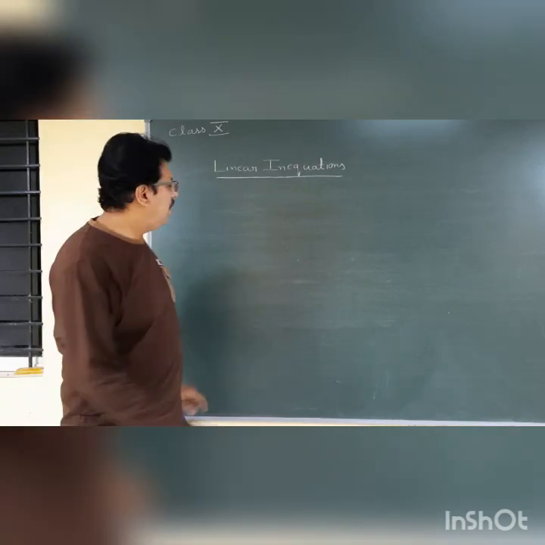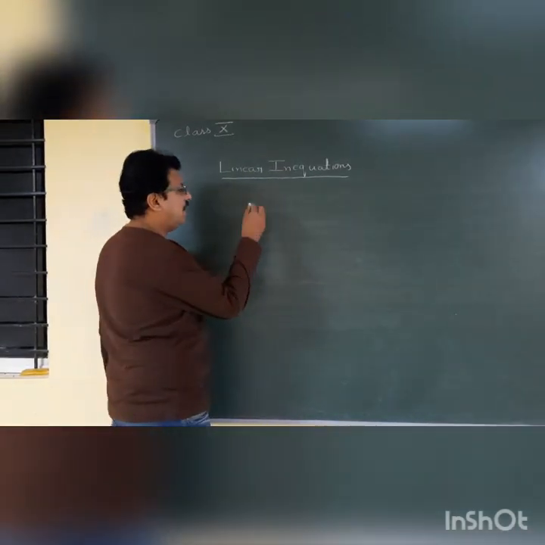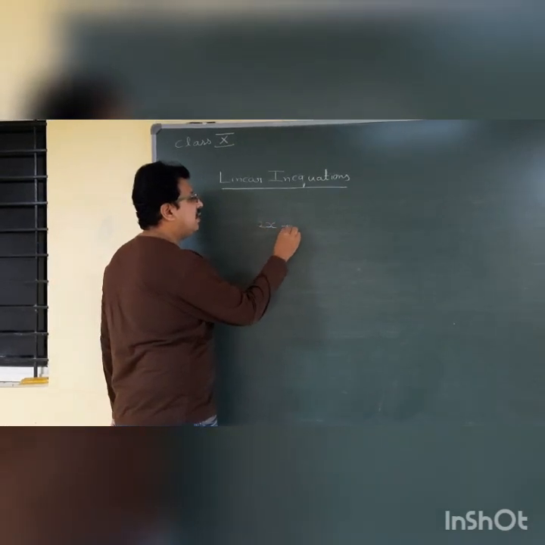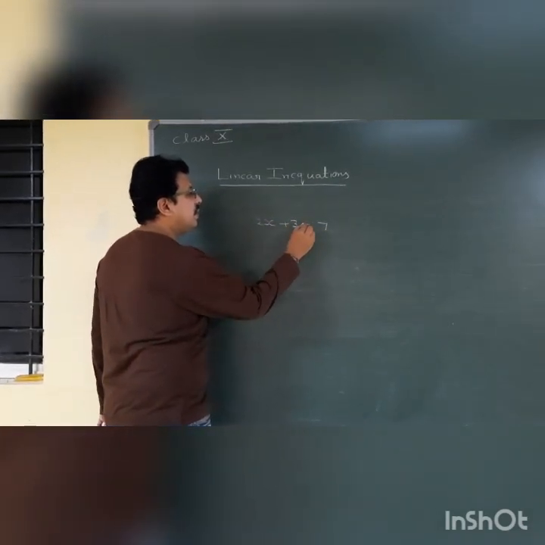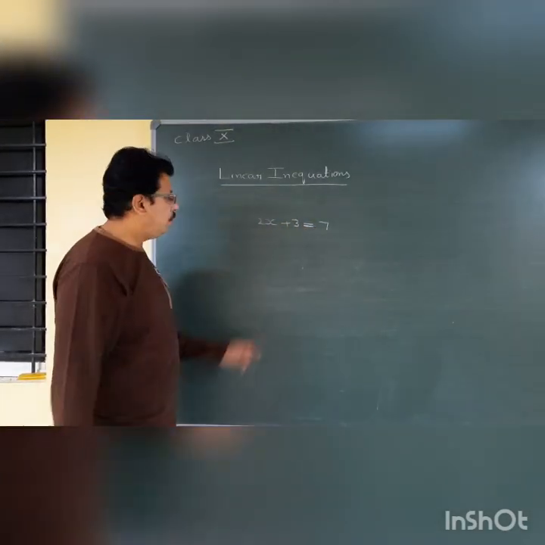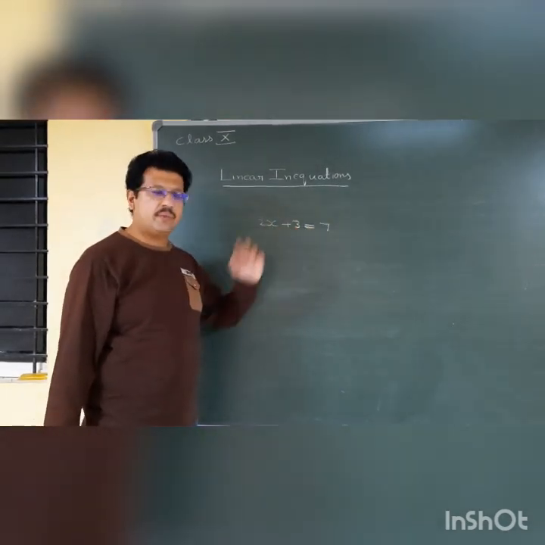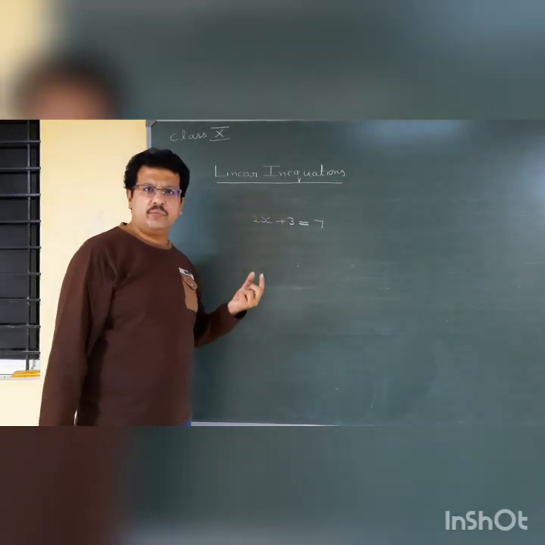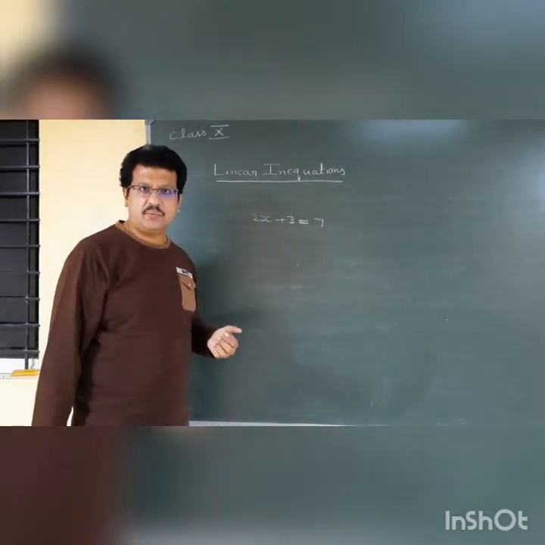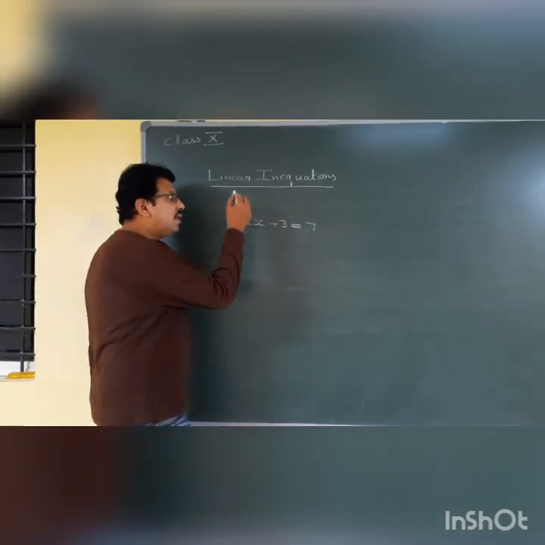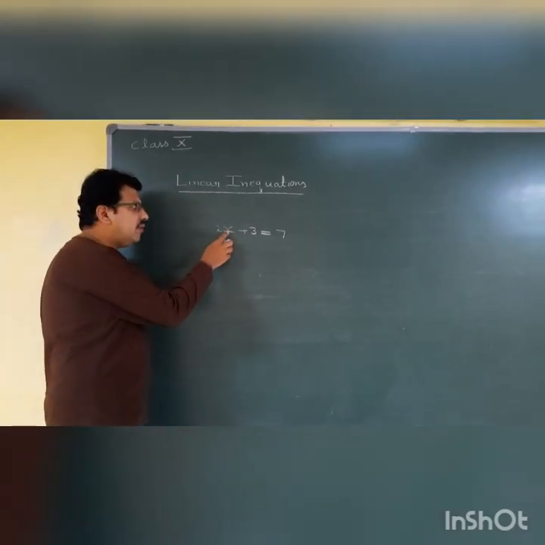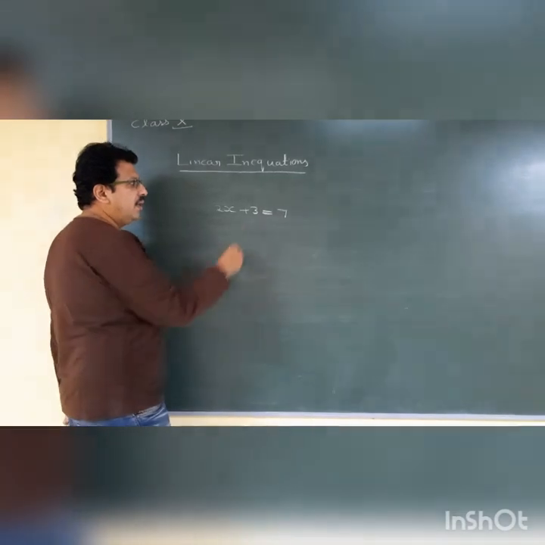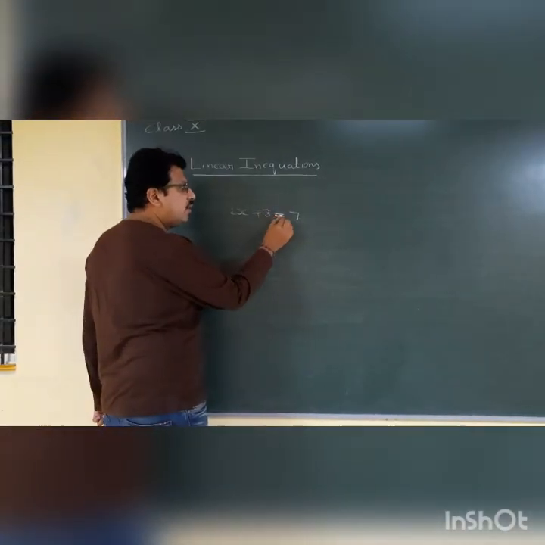You people have learned the problem like linear equation. You people have learned like 2x plus 3 equal to 7. So this is called a linear equation, which you people learned last year. Linear means the degree of the variable is 1. Equation means it's equal to.